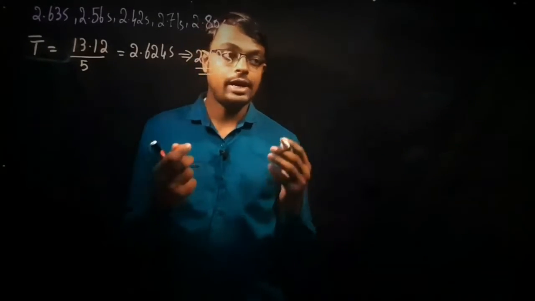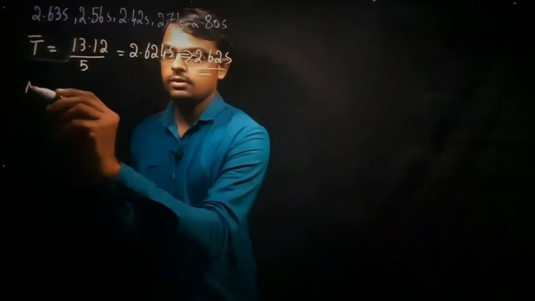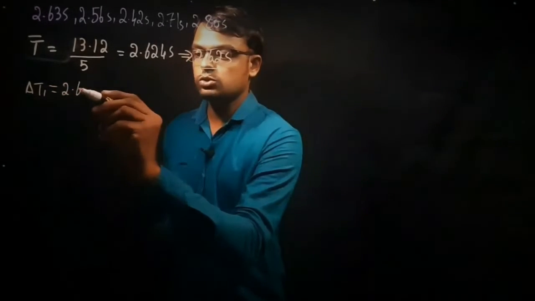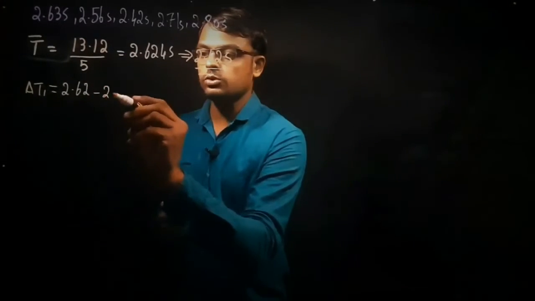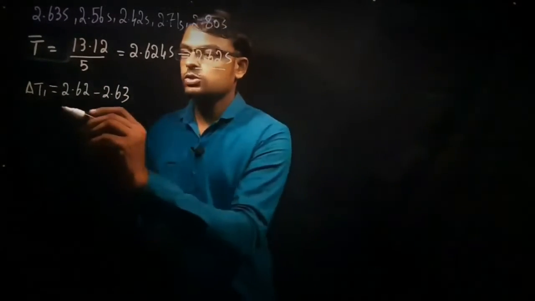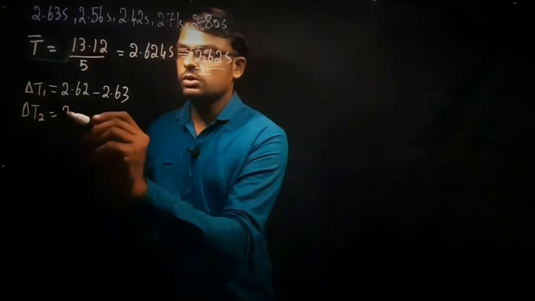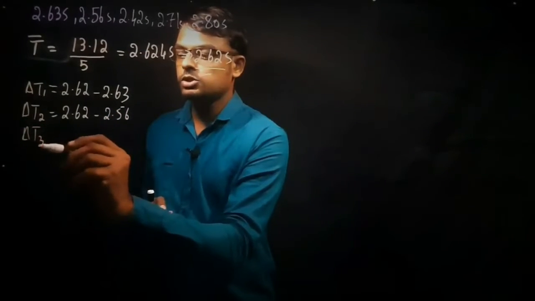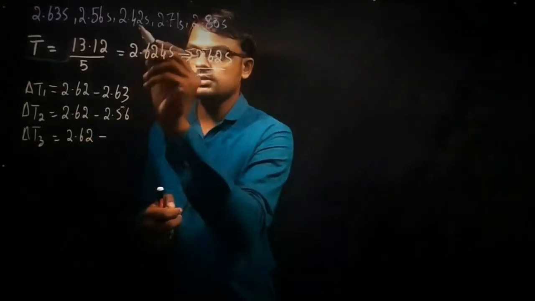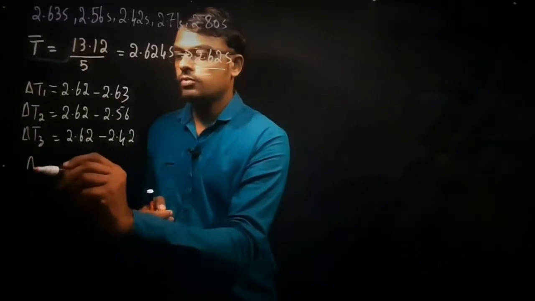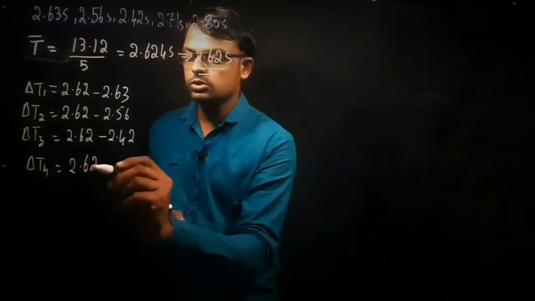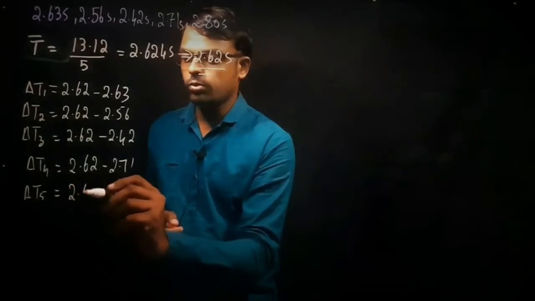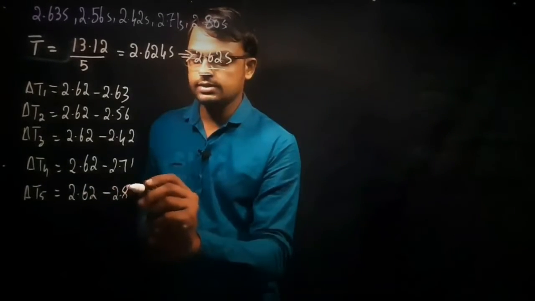Now you have to find the absolute error in each measurement. So I can write here delta T1, the absolute error in the first measurement, is equal to the true value 2.62 minus the measured value, which is 2.63. The next one, delta T2, is equal to 2.62 minus 2.56. The absolute error in the third measurement is 2.62, the true value, minus the given value 2.42. In the same way, delta T4 is equal to 2.62 minus 2.71, and the last value, delta T5, is equal to 2.62 minus 2.80.